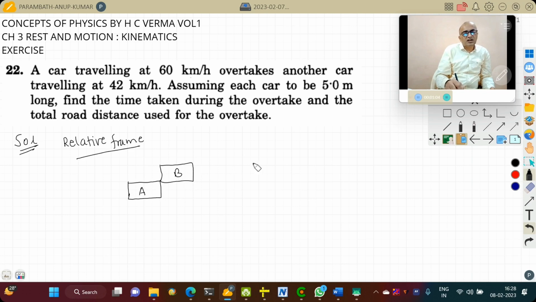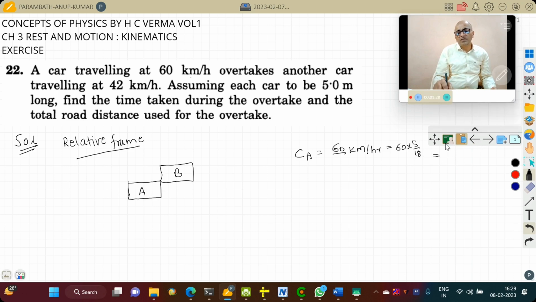Car A is having a speed of 60 km per hour. 60 km per hour can be converted to meters per second by multiplying by 5 by 18. So I have this speed, VA, equal to 60 into 5 by 18, which will be equal to 50 by 3 meters per second.